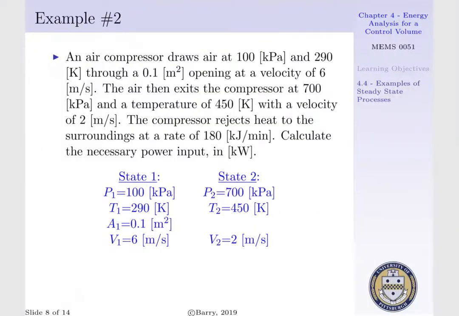At state 1, we have a pressure of 100 kPa and a temperature of 290 Kelvin. Our cross-sectional flow area is 0.1 meters squared and our inlet velocity is 6 meters per second. At state 2, our pressure has increased to 700 kPa and our temperature has increased to 450 Kelvin. Our outlet velocity is 2 meters per second.